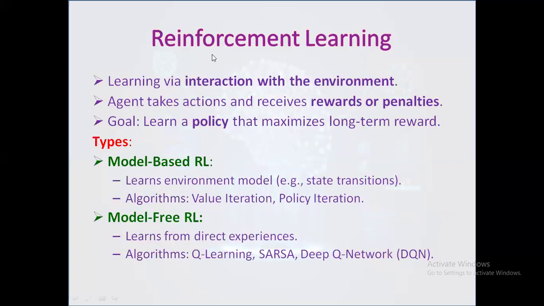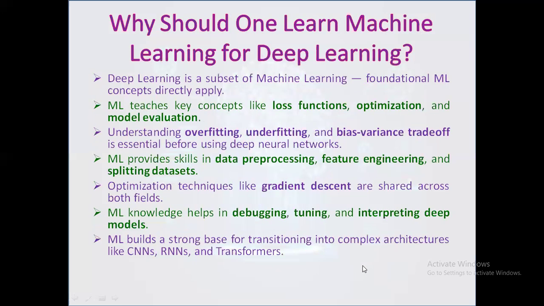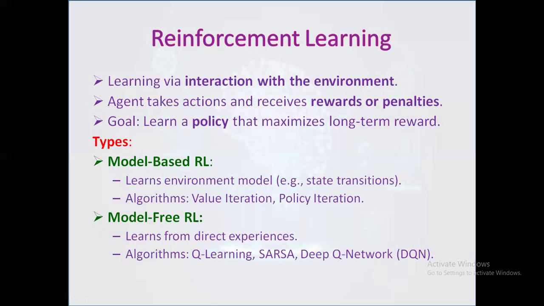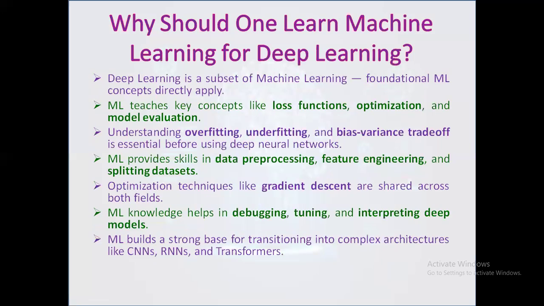The next type is reinforcement learning. Here the learning is done via interactions with the environment. The agent takes actions and receives rewards and penalties, and the goal is to learn a policy that maximizes the long-term reward. There are two types in this case, model-based and model-free. Model-based learns the environment model, for example state transitions, and the algorithms used are value iteration and policy iteration. Model-free reinforcement learning means it learns from direct experience. Algorithms used are Q-learning, SARSA, and deep Q network, which we call DQN.